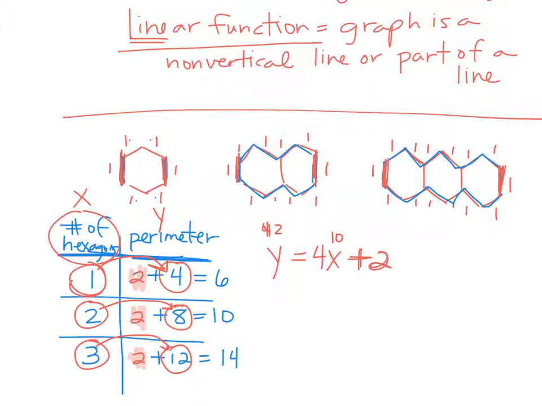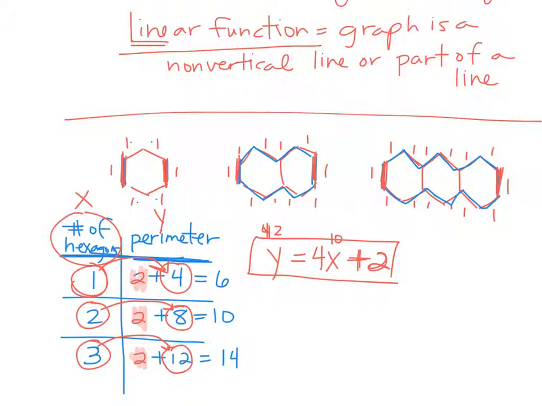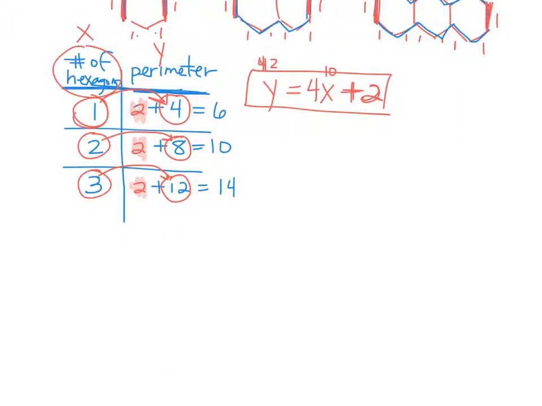So there's your chart, there's your equation, and then your last thing would just be to graph it. I just threw a random number. I said, what if you had 10 hexagons? What if you had 20 hexagons? If you had 20 hexagons, you'd plug 20 in here. 20 times 4 is 80, plus 2 would be 82. So if you had 20 hexagons, your perimeter would be 82. Right? I just said, what if? Here's a number. I didn't get it from doing anything here.